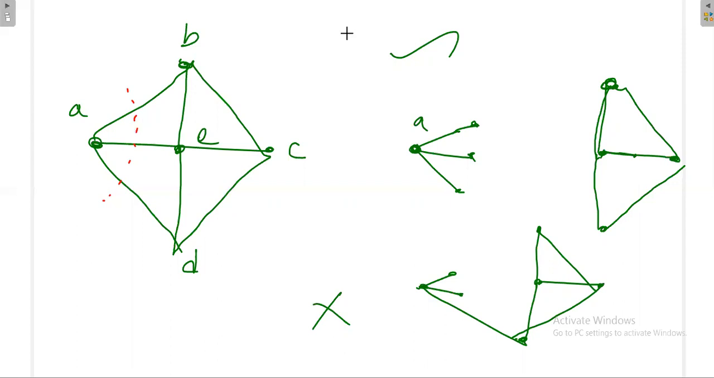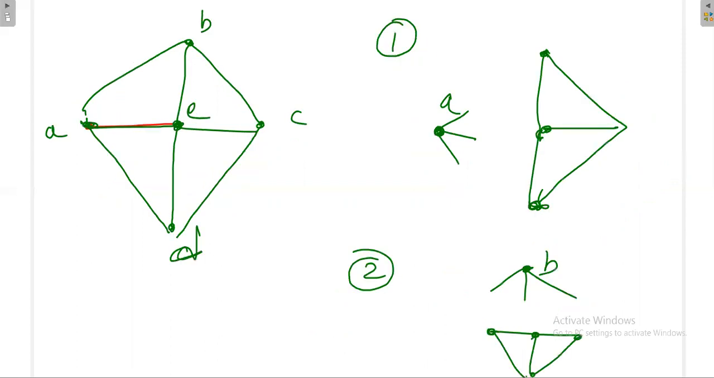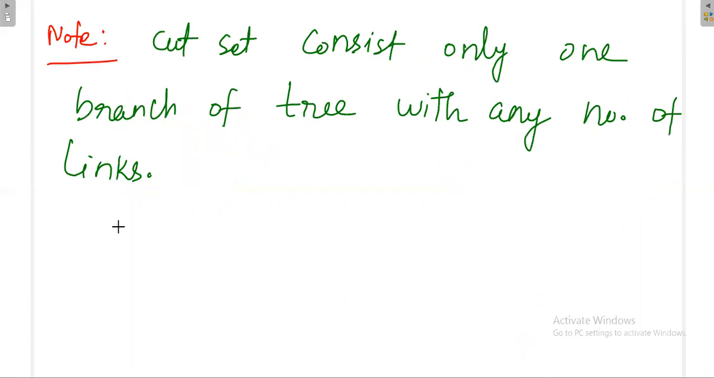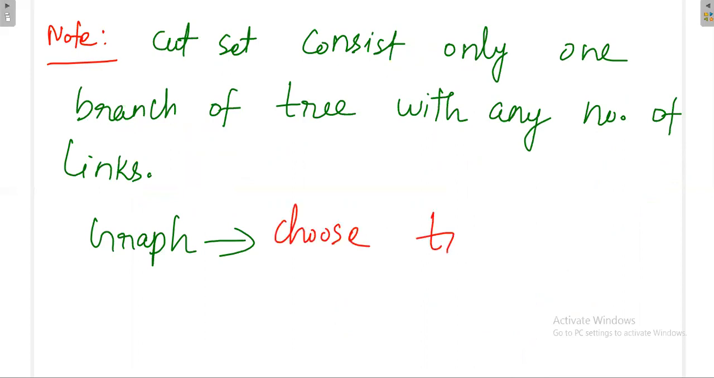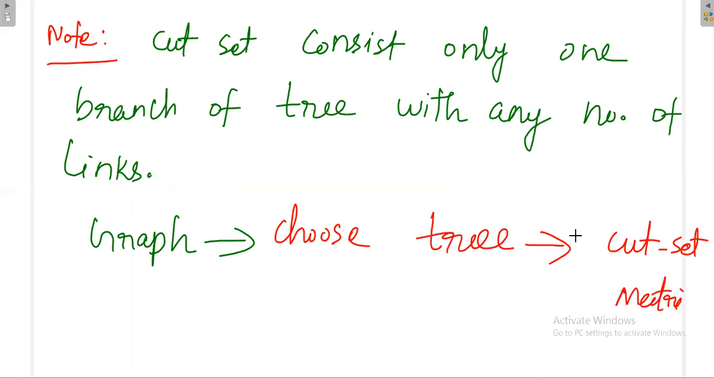The next process you have to understand: you are given a graph first. Then from that graph, first you choose the tree. Then for the tree only you can write the cut set matrix. If you choose a different tree, you will get a different cut set matrix. So how many cut set matrices are possible for a given graph? The number of cut set matrices is the same as the number of trees.